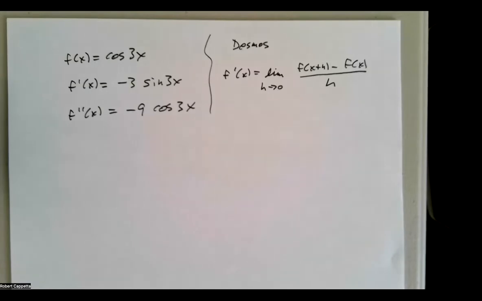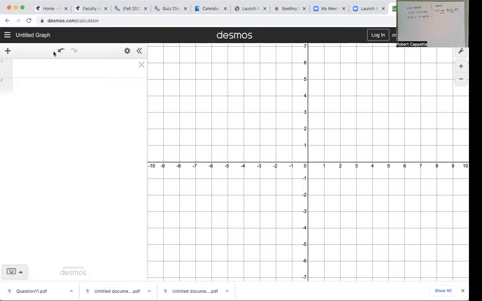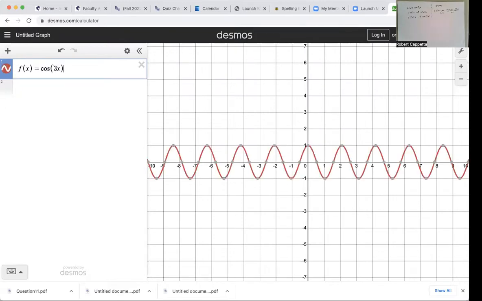So let's go ahead and pull up Desmos. So we're here. And I want to go ahead and put in my original function f of x equals cosine of 3x. And we see the function looks like that. I could adjust the window if I would like, but I think that's probably going to be good enough.